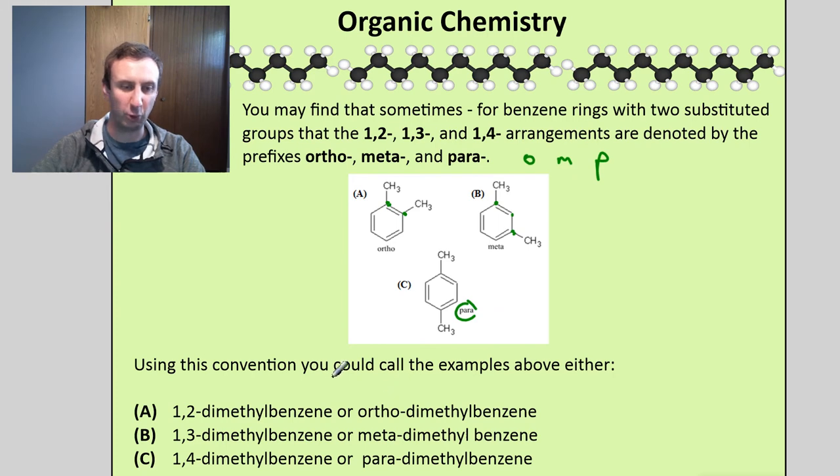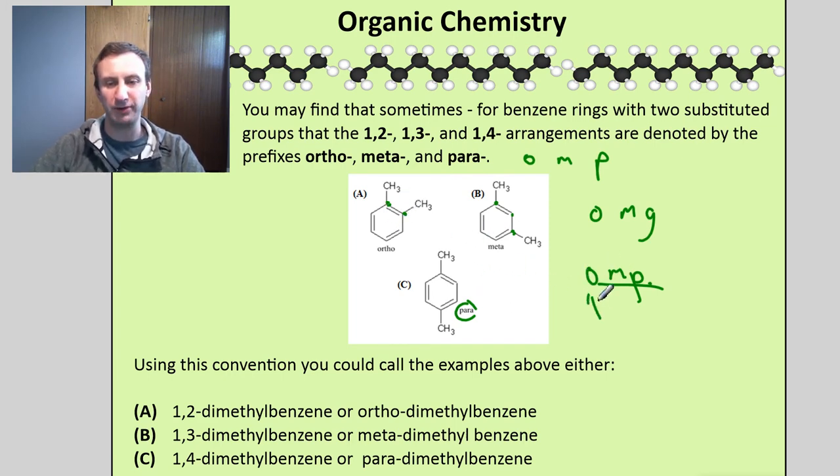Okay, so 1,2 is ortho, 1,3 is meta, and 1,4 is para. The way I remember this is I just think of OMG, but I instead say OMP. That's how I remember ortho, meta, para. You can remember ortho is side by side because of orthodontics, where you want your teeth all side by side and neat and tidy. So here I have my 2 groups side by side as well.